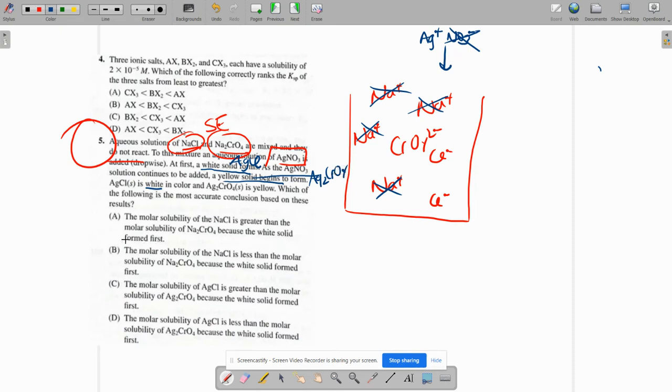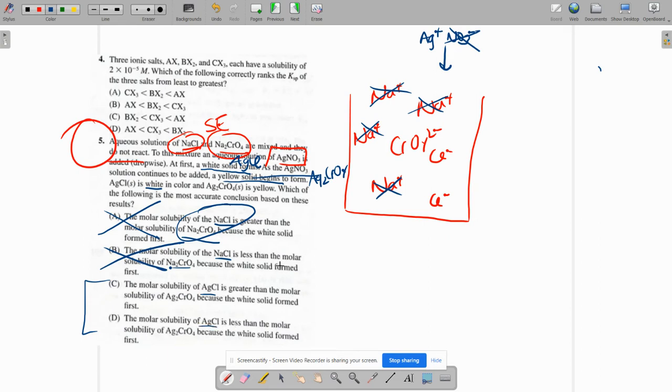All right, a couple things about some of these choices. The molar solubility of sodium chloride is greater than the molar solubility of sodium chromate. Well, I'll tell you what, that has absolutely nothing to do with anything, because both of these are strong electrolytes, so they dissociate 100%. Not the issue. Really, the same thing with B. The molar solubility of sodium chloride is less than the molar solubility. So guess what? It has nothing to do with it. So this definitely comes down to C and D. They basically say the same thing but opposite. The molar solubility of AgCl is greater, or the molar solubility of AgCl is less.